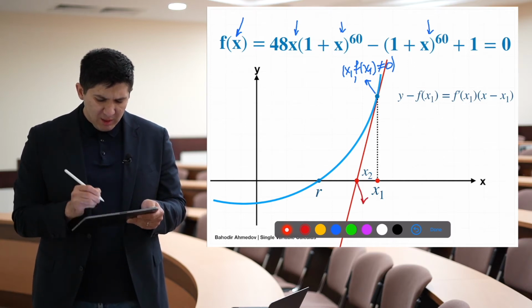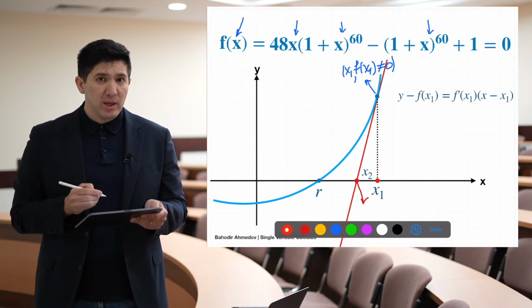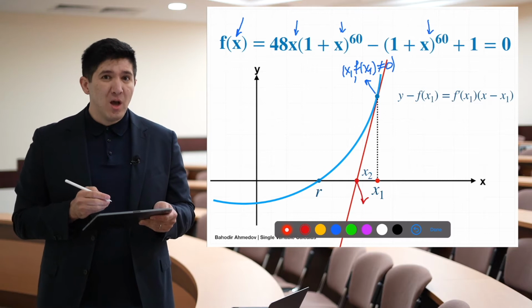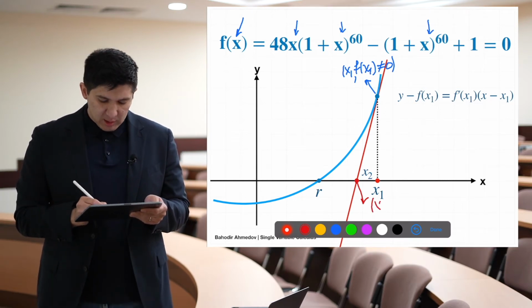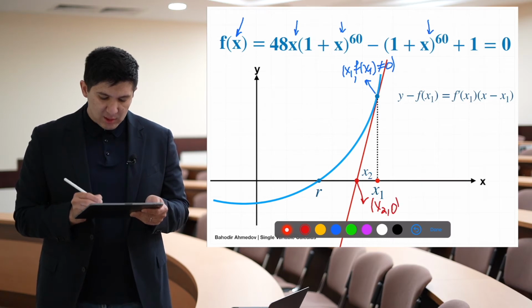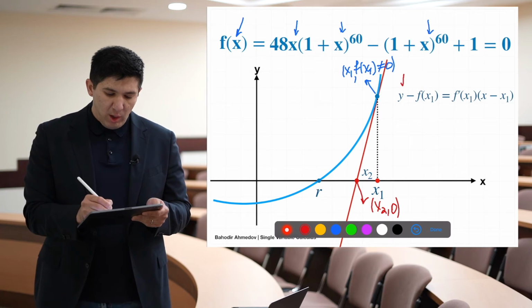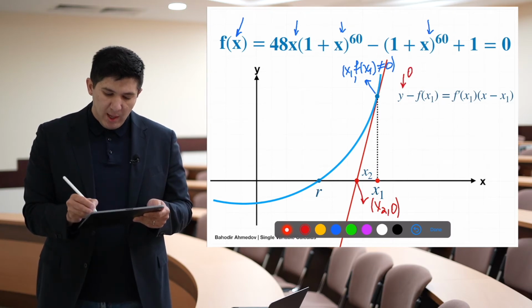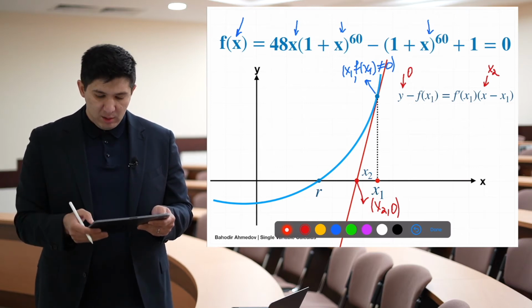Can you tell me what are the x and y coordinates of this point here at x2, at the intersection point of this tangent line with the x-axis? The coordinates are x2 and 0 because the y coordinate is 0. So essentially, I'm going to substitute y to be equal to 0 and x to be equal to x2. Then if I just substitute this, I can find the following equation.